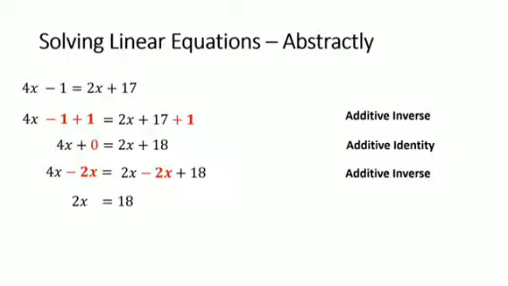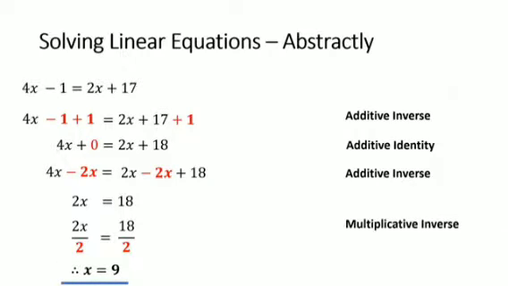Now that we have 2x equals 18, we can find the value of x by using the multiplicative inverse, so that we would have 2x divided by 2 is equal to 18 divided by 2. 2 divided by 2 is 1, 18 divided by 2 is 9, and so therefore your answer will be 9. x will be equal to 9.